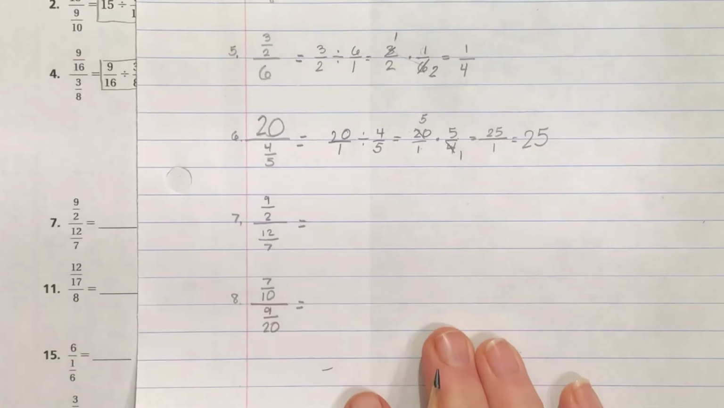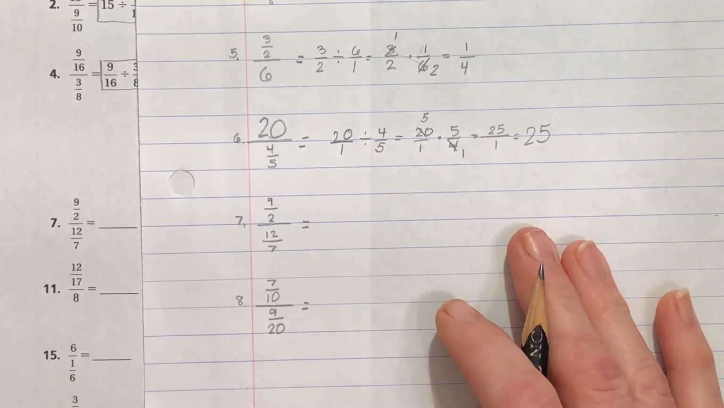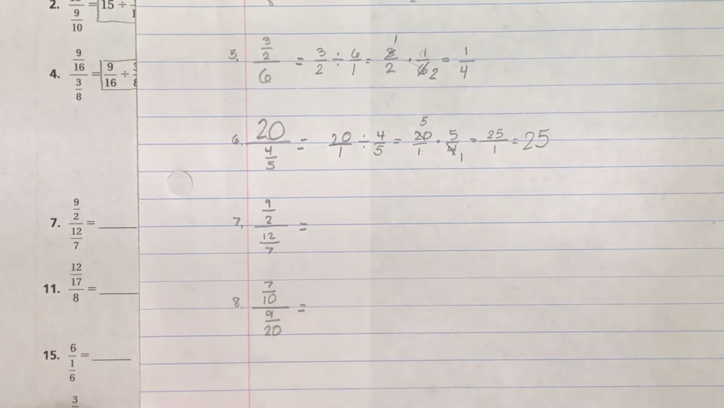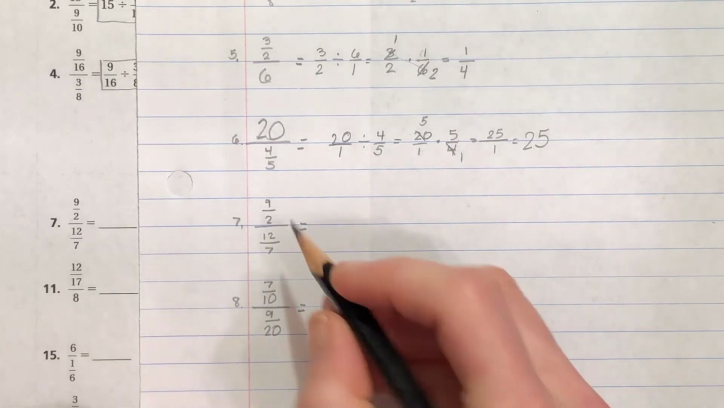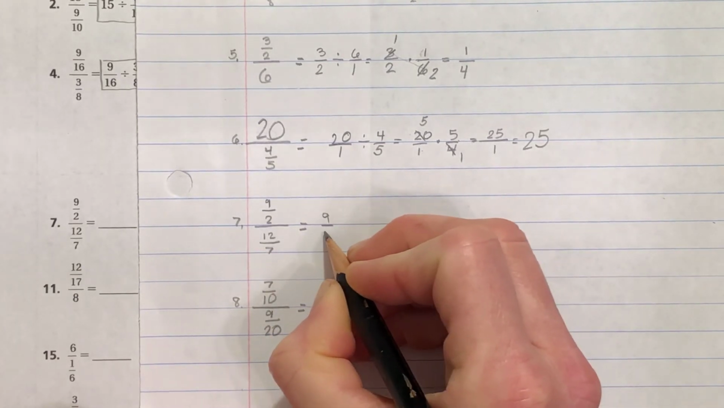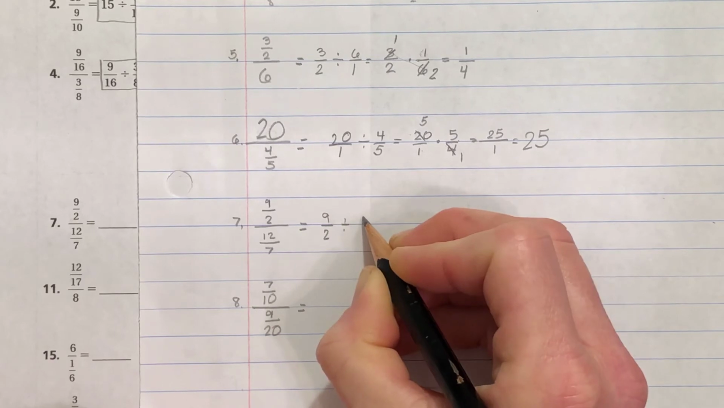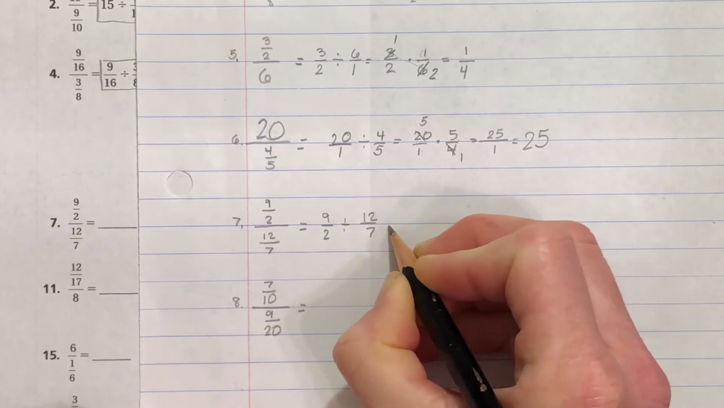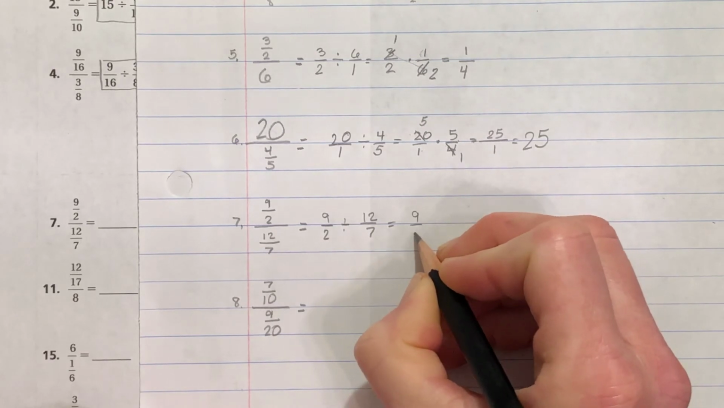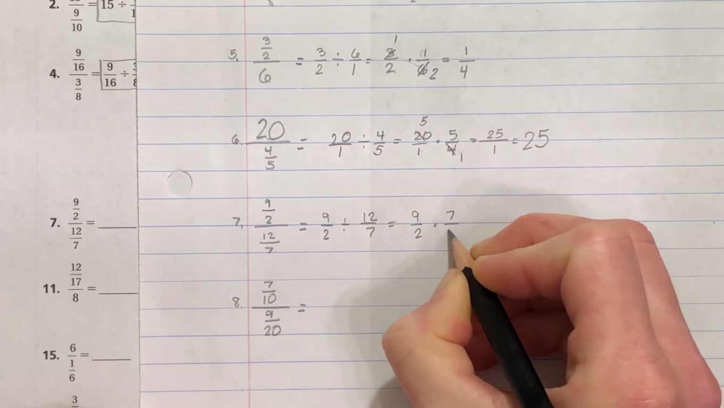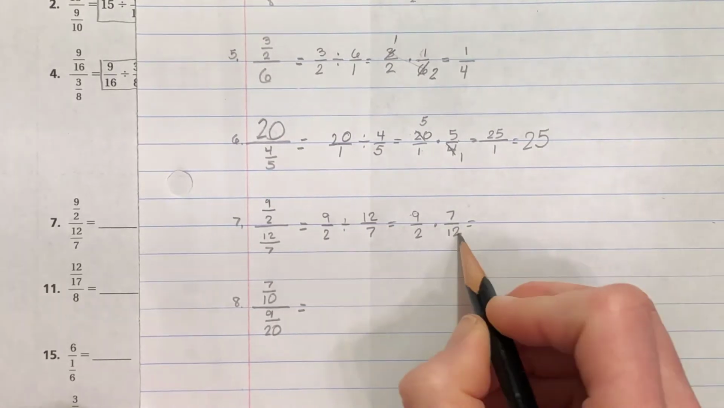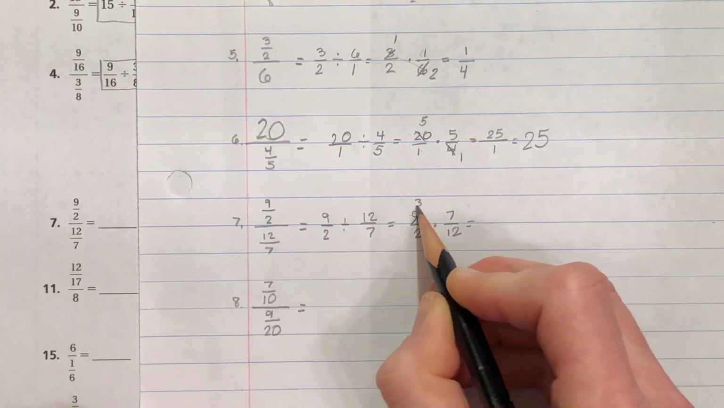See how this works? We'll do number 7 and 8 together. I think you get the idea. It's just a different way to write fraction division. 9/2 divided by 12/7. We'll rewrite that as multiplication. Looks like we can cross reduce here. Reduce by 3.